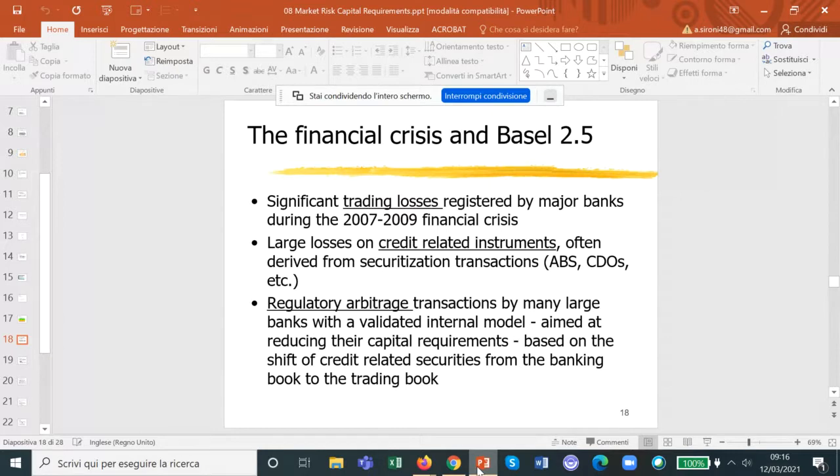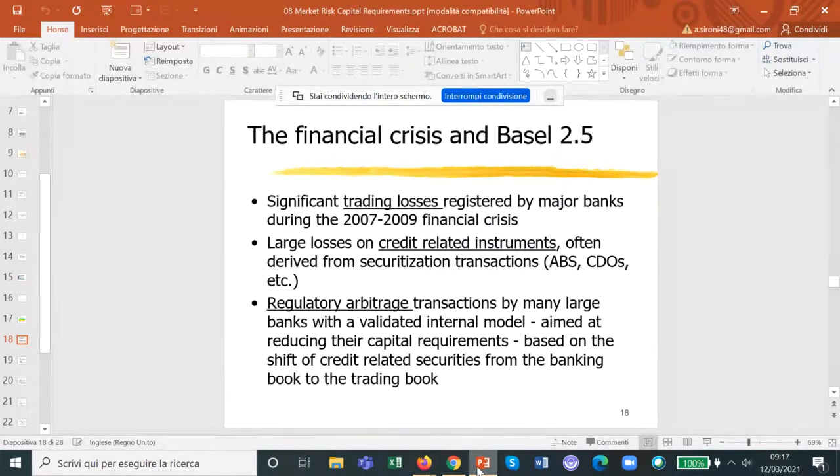And therefore, the regulators were very much concerned that they were actually imposing capital requirements on market risk, but they forgot to take into account that even if the banks were trading on these instruments, many of these instruments had a significant credit risk profile, okay?